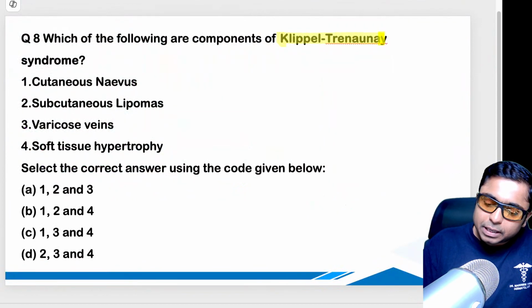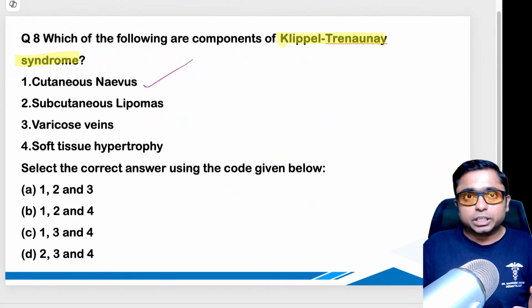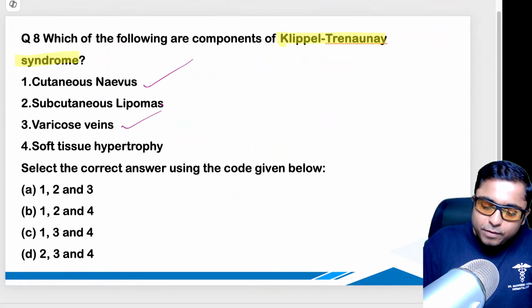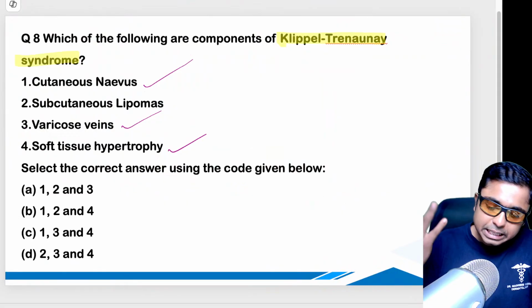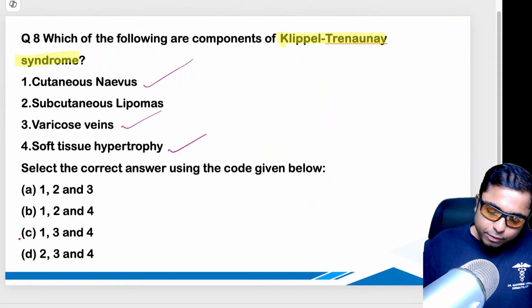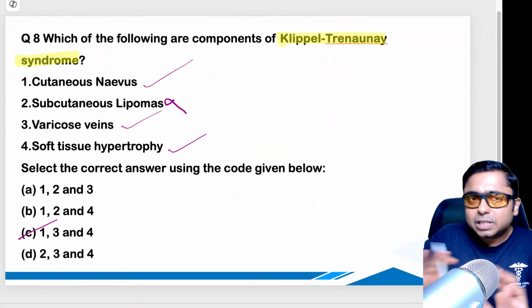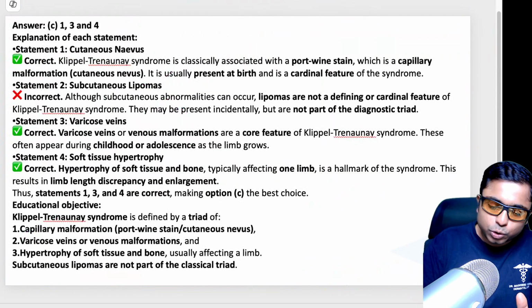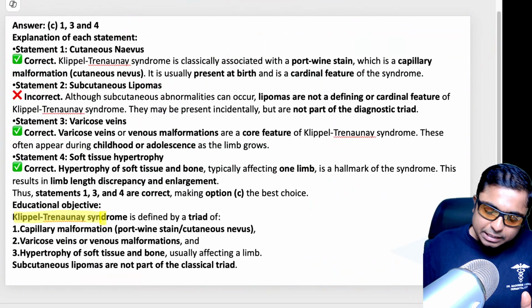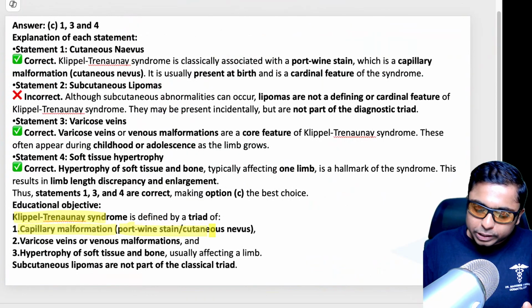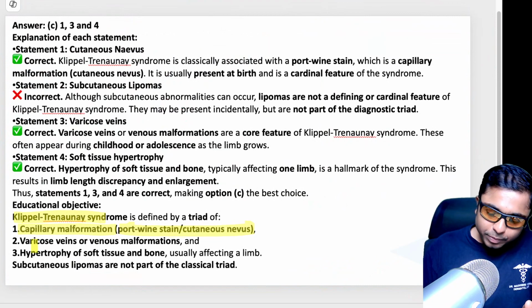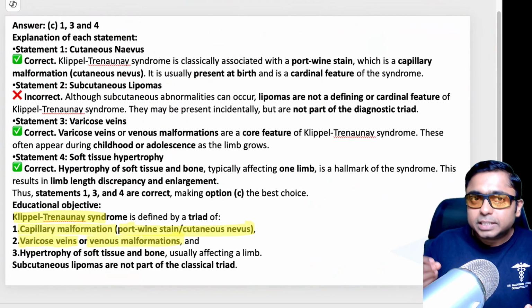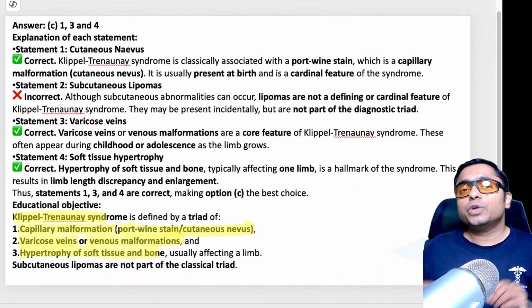Next is Klippel-Trenaunay syndrome. So yes, it is a cutaneous nevus which the patient can present with. Absolutely correct. Varicose veins can be present, and soft tissue and also bone hypertrophy can be seen in this condition. So 1, 3 and 4, option C is the right statement. Subcutaneous lipomas are not associated with Klippel-Trenaunay syndrome. So this is the triad which we can see in this condition. Capillary malformation, port-wine stain, cutaneous nevus can be seen. Varicose veins, venous malformations can also occur. Hypertrophy of soft tissue and bone can also occur.